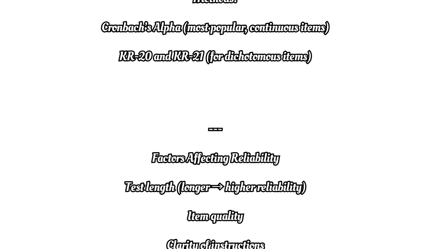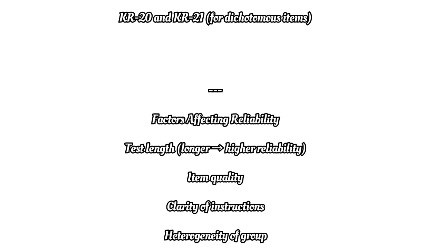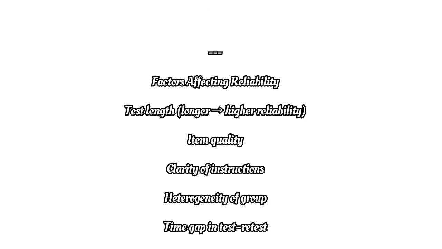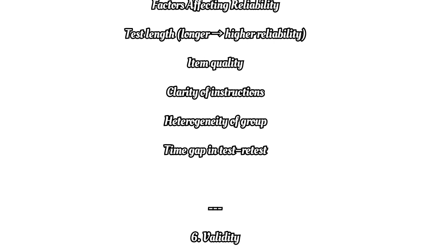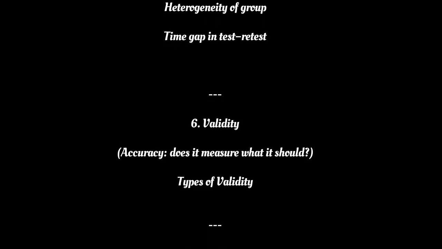Factors affecting reliability: test length, where longer means higher reliability; item quality; clarity of instructions; heterogeneity of group; and time gap in test-retest. Sixth is validity, accuracy: does it measure what it should measure? That's accuracy. Types of validity: content validity, very important.